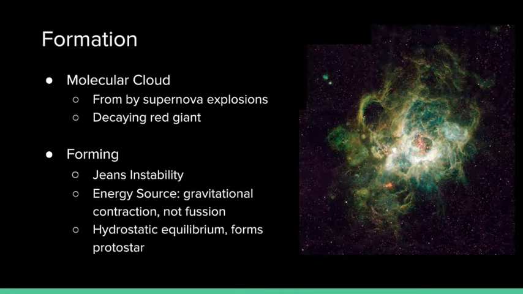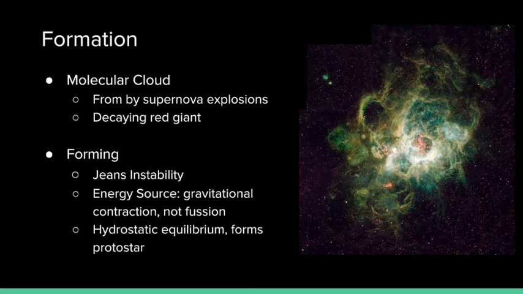Star formation takes place in a dense region with molecular clouds, usually inside a nebula. These molecular clouds might be the remains of a supernova explosion or a decaying red giant. Often triggered by collision or radiation from massive stars, the clouds begin to contract and reach a sufficient density that satisfies what's called Jeans instability. It becomes unstable and collapses under its own gravity.